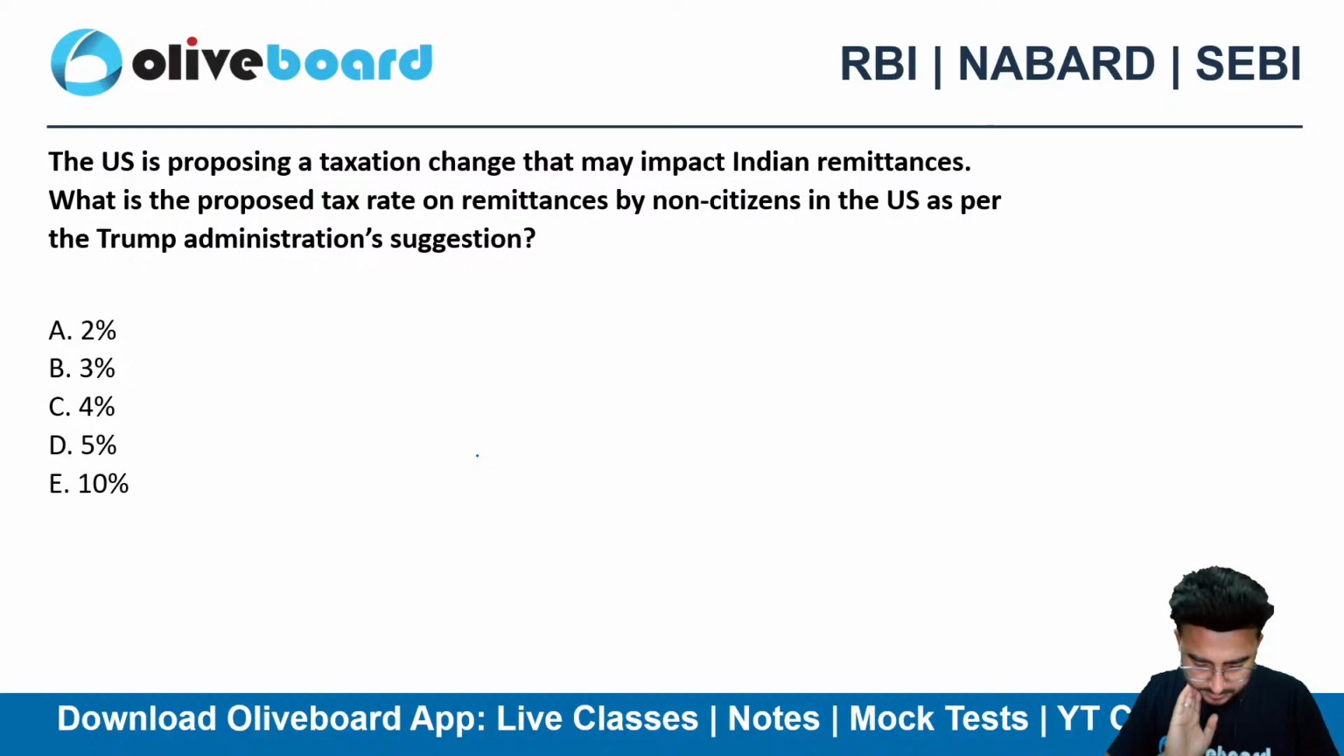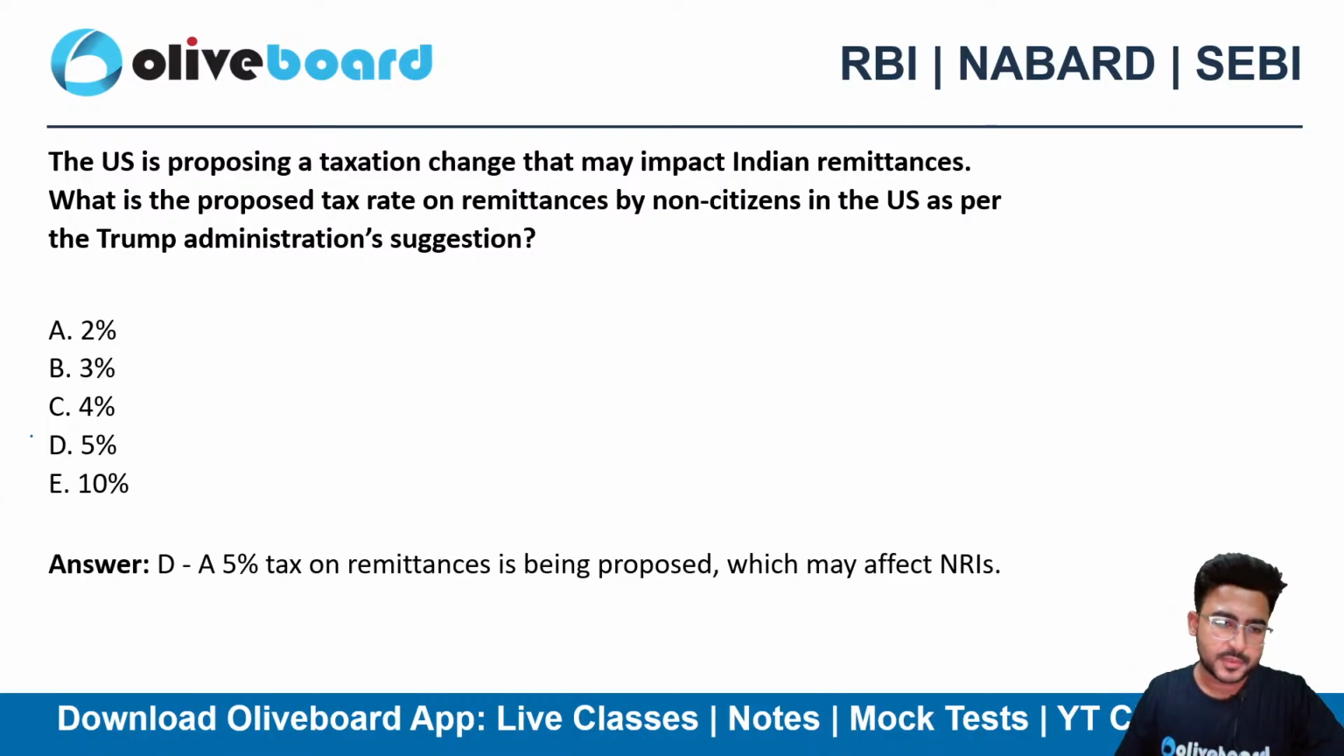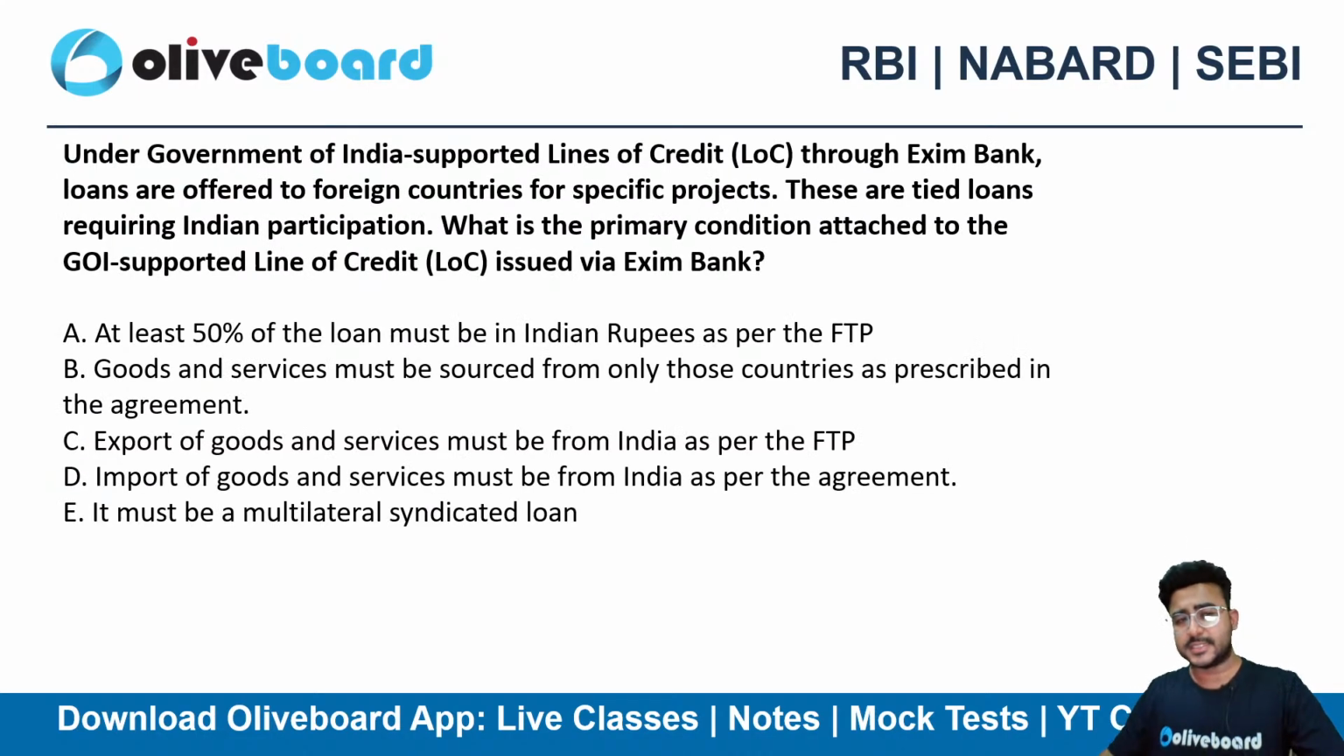Green shoe option is a situation under which the issuing company can increase the issue size. Yes, Chetan, perfect. You have done the homework. Okay, got it. So the correct choice here is 5%, right? Remittance tax of 5%.